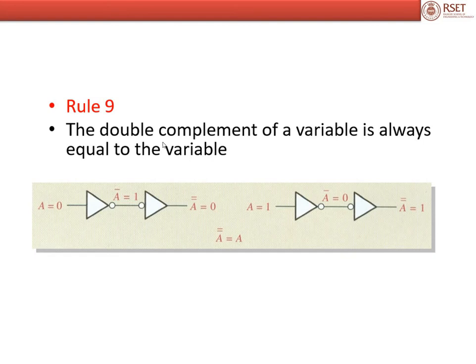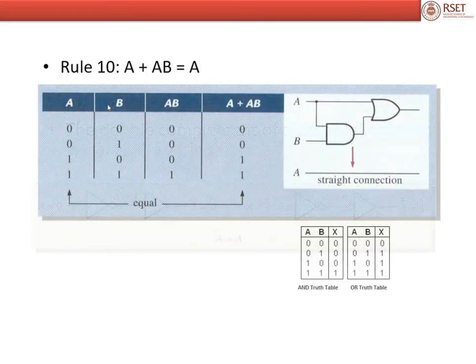Rule number 9 states that the double complement of a variable is always equal to the variable. So if we are giving a 0, if it is complemented, we'll get 1. Again, it's getting complemented, so result will be 0. That means whatever the value here is given, we will get here. So if it's giving input as 1, double complement will give 1 itself. So A bar bar is equal to A.